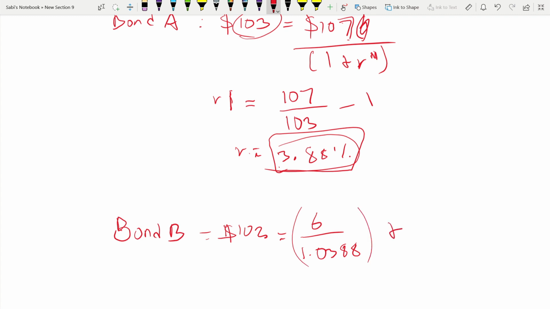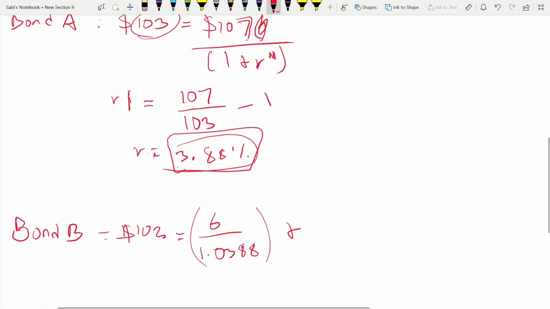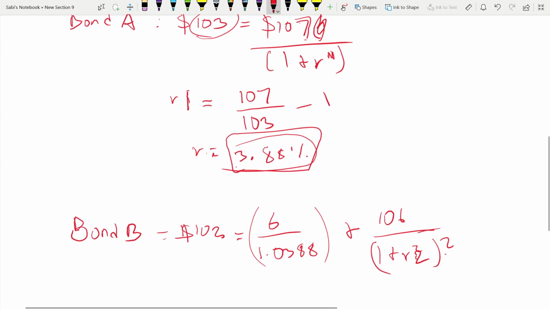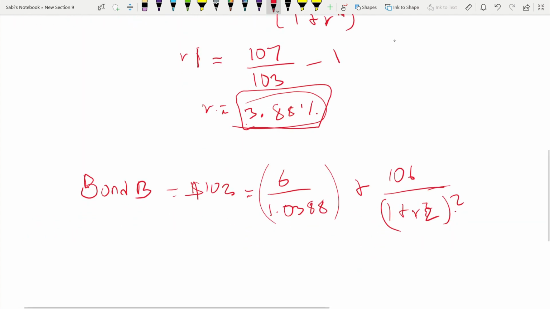Plus, when you go to the second year, it is 6 and 100, so 106, divided by 1 plus R2 to the power 2. Sorry, R2. You use R2 but to the power 2, because for the second year you have to discount. But you don't know R2. But you can find it. Just make R2 the subject. How do you do that? See, this calculation you can directly do.